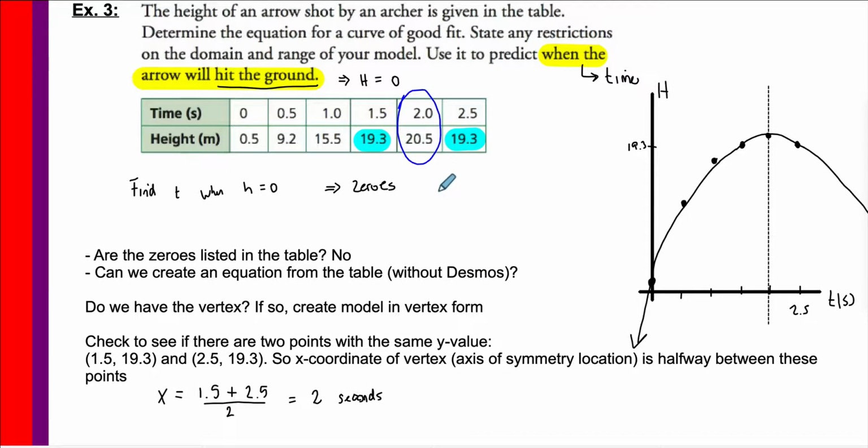Okay, so we couldn't just immediately jump to saying that because this was the largest value in our table, it's the vertex. But now we can say, well, we've found that it has 2 points equidistant from that vertex, at the same height. And so we now have a starting point. Right? We wanted to be able to say, if the zeros aren't directly in the table, how do we find them? We need to create an equation in vertex form.